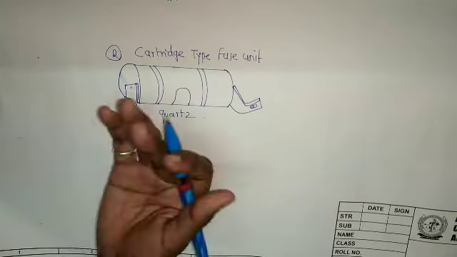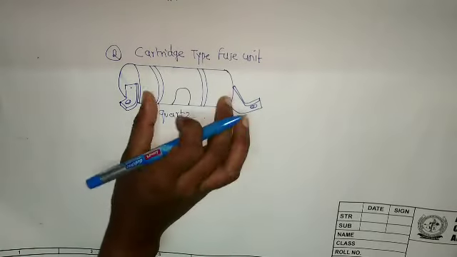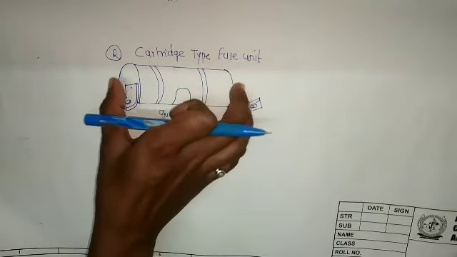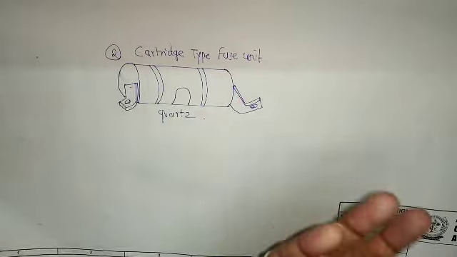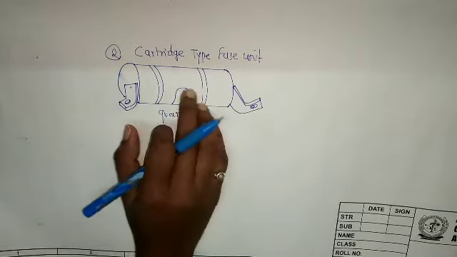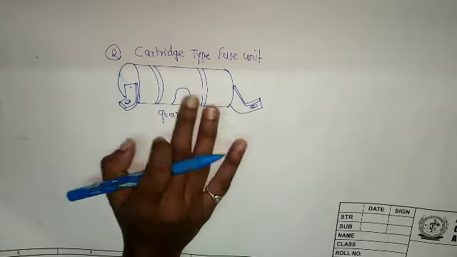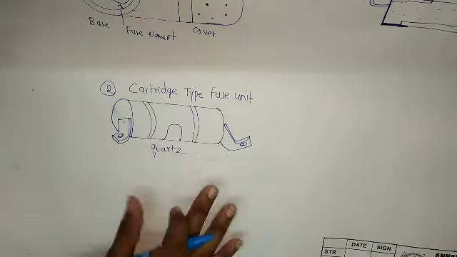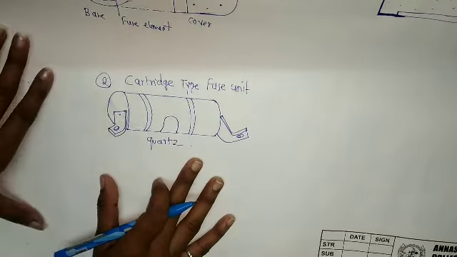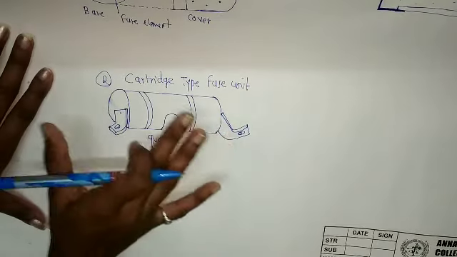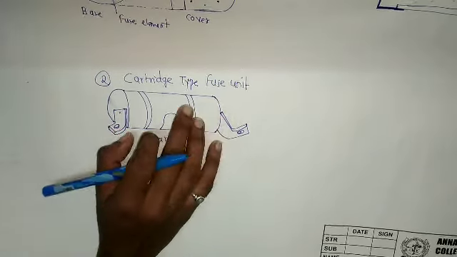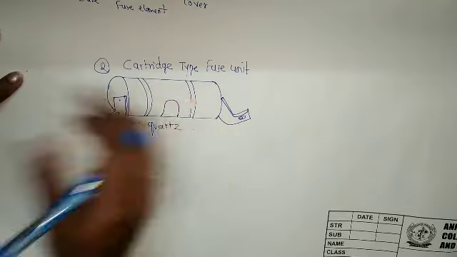So whenever the overcurrent flows, what happens? The whole cartridge type fuse unit, we have to replace it with a new unit. This container is completely filled with quartz, and it is heat resistant and made of good insulating material. So whenever we touch it, we are not going to get any shock. Why? Because it is made of good insulating material and it is completely filled with quartz.